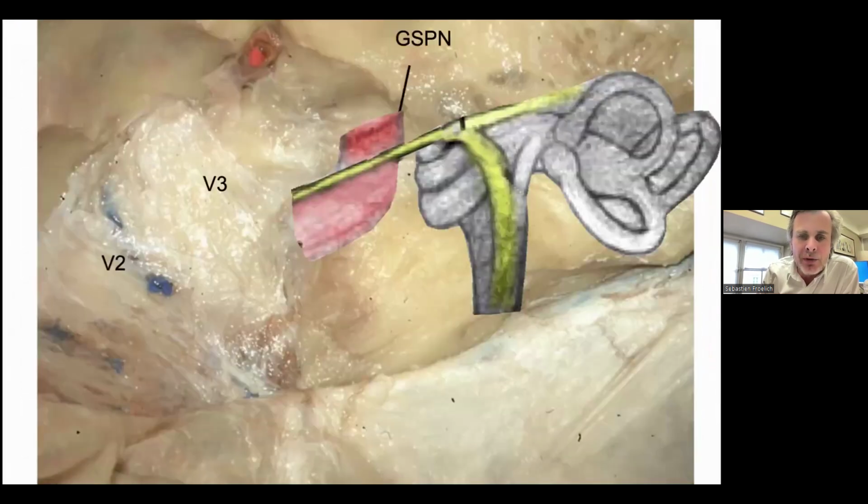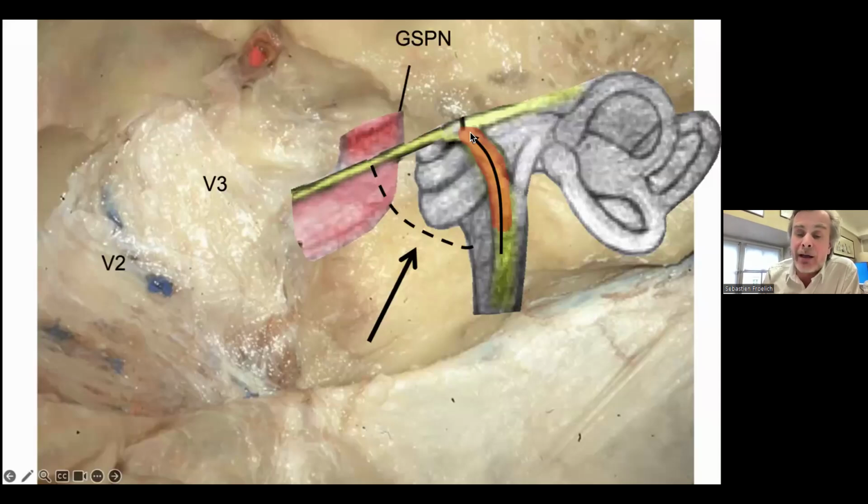This is what I showed before. If you want to go more laterally towards the cochlea, this is more difficult. You have to ask yourself, is it really necessary for what I need to do? And the technique I do when I really want to go very close to the cochlea is that I drill here the labyrinthine portion of the facial nerve. And then I know that my cochlea is just under it.